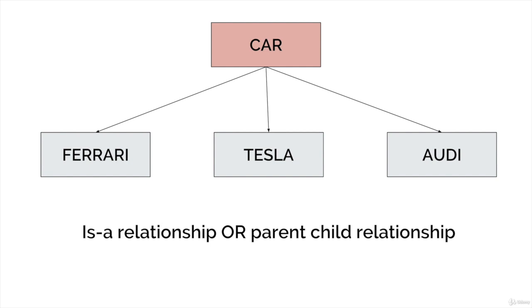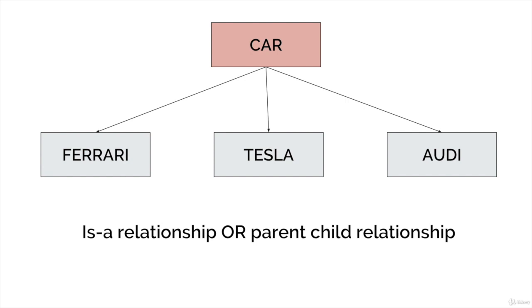Now the reason this is called an is-a relationship or parent-child relationship is that if you look at Ferrari, it is a kind of car, a type of car. Car is a categorization of Ferrari, Tesla, and Audi at a broader, higher level. And if we have to make some specific car, we have to drill down into the lower level, which is known as Ferrari, Tesla, and Audi.